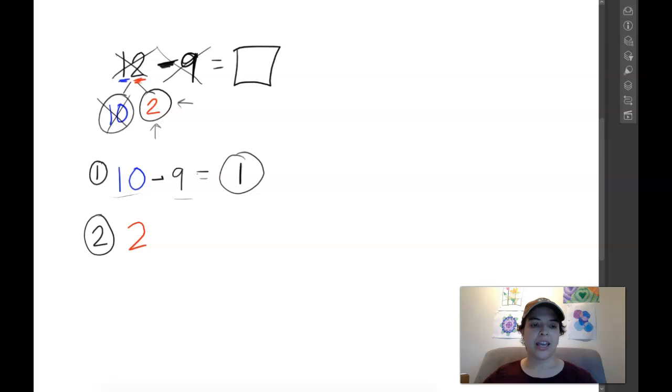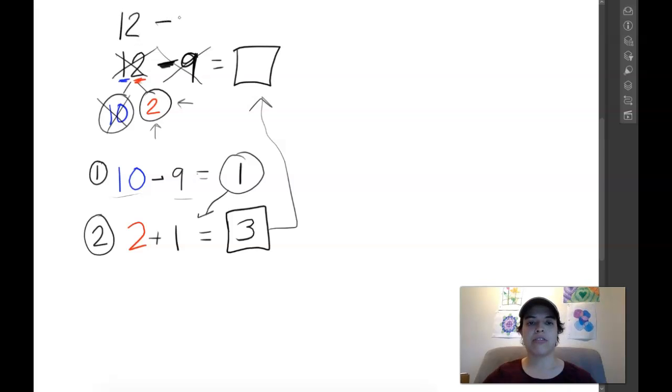2, and we're going to add the 1 that we solved for. So it's going to be 2 plus 1. And this is what's going to give us our mystery number. 2 plus 1. Well, 2, and add 1 more, is 3. So now we have our mystery number. So looking back at our original number sentence, 12 minus 9 equals 3. How about that?